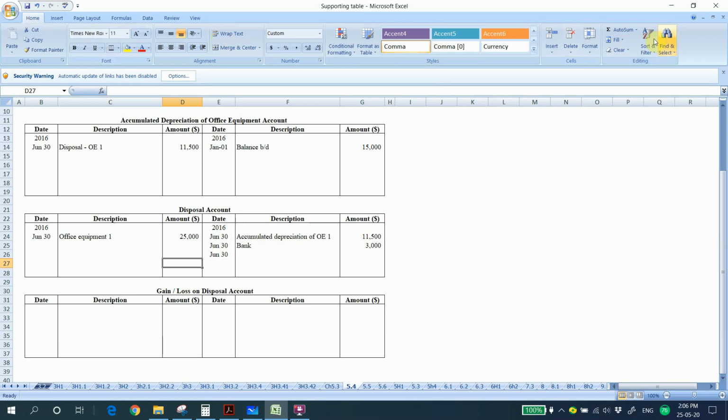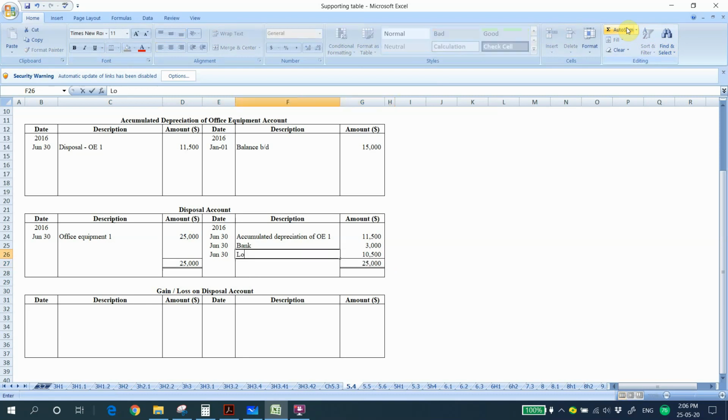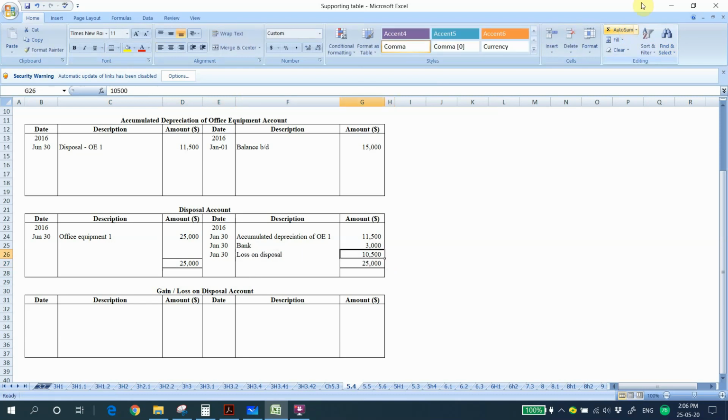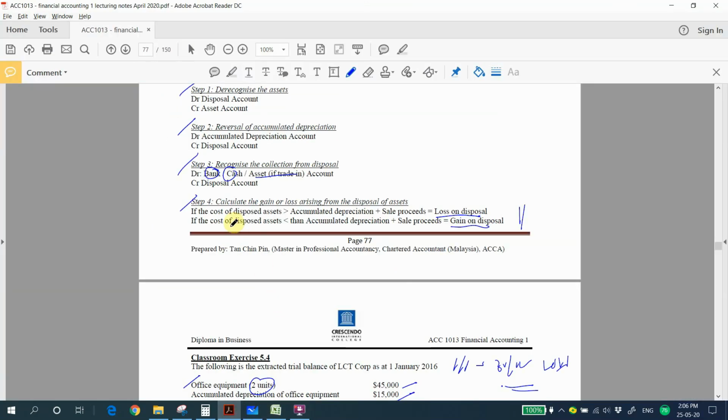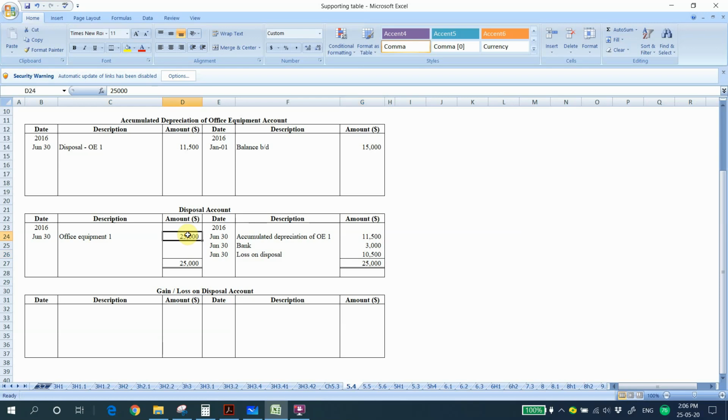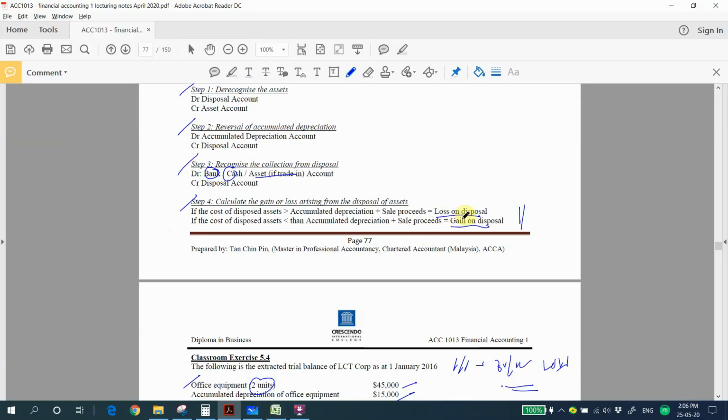So what is the different amount? The different amount is 10,500. So this is loss on disposal. So let's refer this back to the theory. If the cost of disposed asset is more than the accumulated depreciation plus sale proceed, the cost is more than 25,000. The cost is more than the accumulated depreciation plus sale proceed 14,500. So this is a loss on disposal, right? This is a loss on disposal.